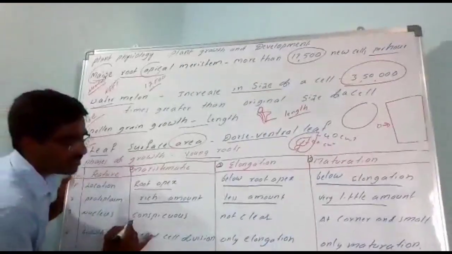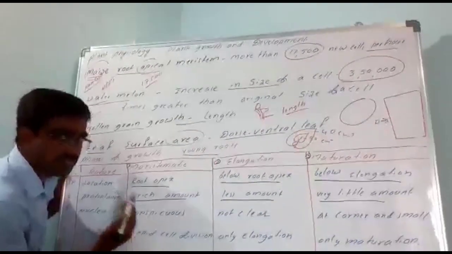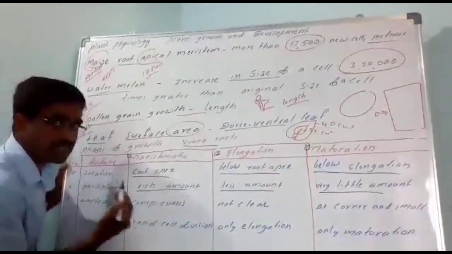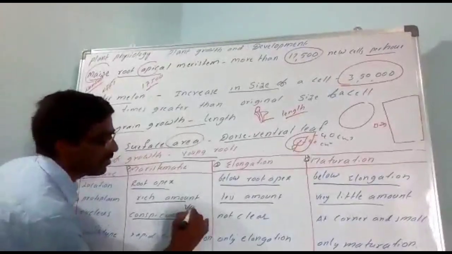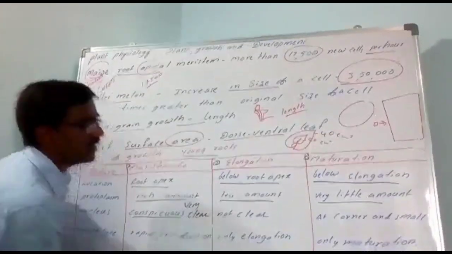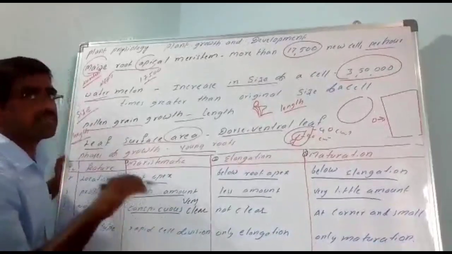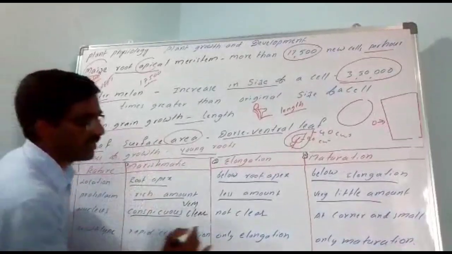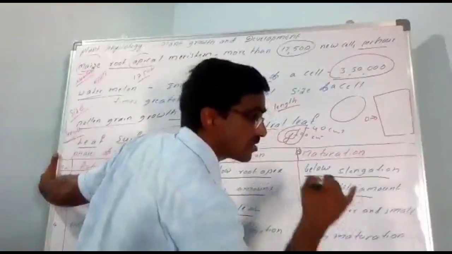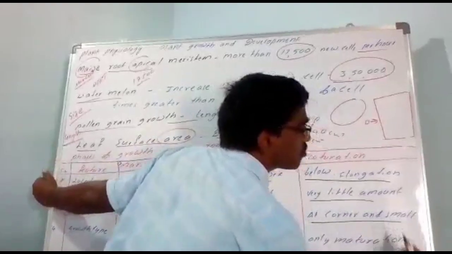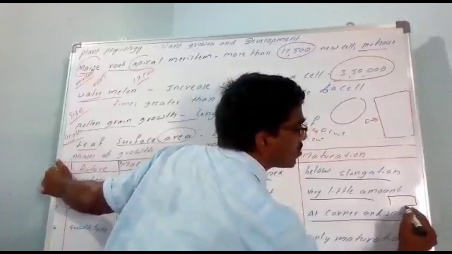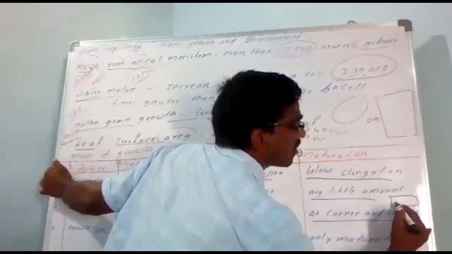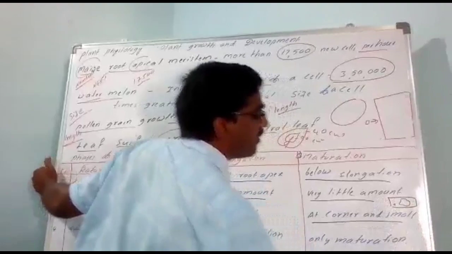Nucleus type: in the meristematic phase, the meristematic cells are present, and their nucleus is conspicuous, meaning very clear. But in the elongation phase, where the elongation of cells is going on, their nucleus is not so clear. But in the maturation phase, in the maturation cells, the nucleus is pushed to one corner and is very small in size. Take the example of a mature cell: the nucleus is pushed to the corner, and the remaining space is occupied by the vacuole.